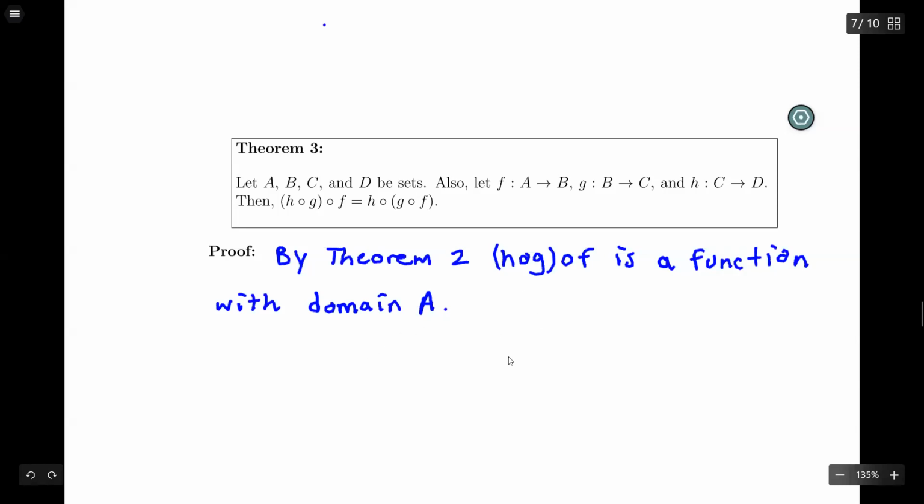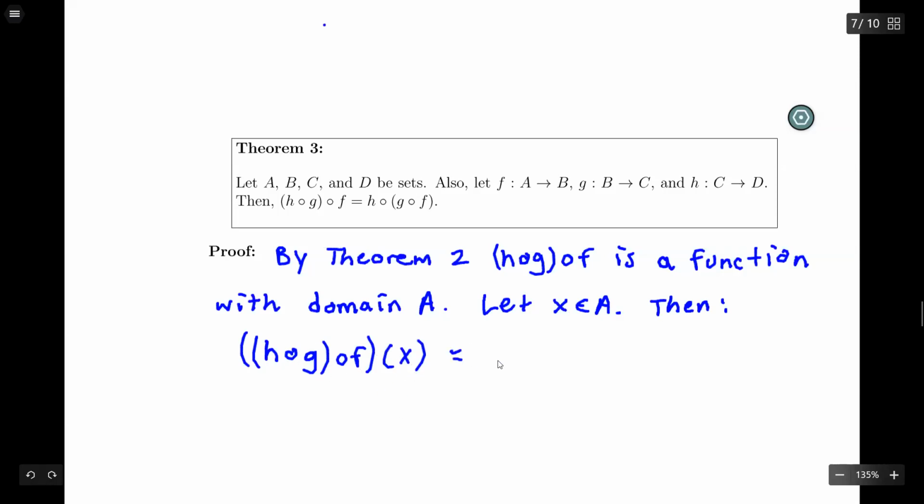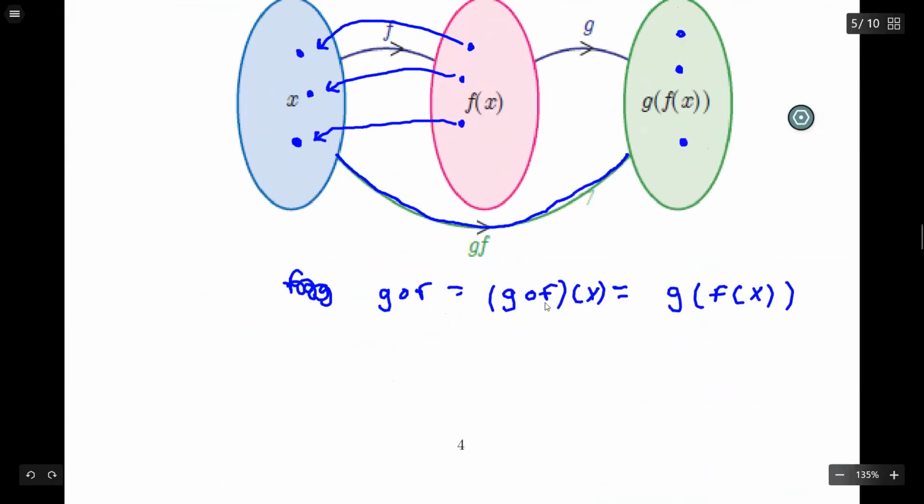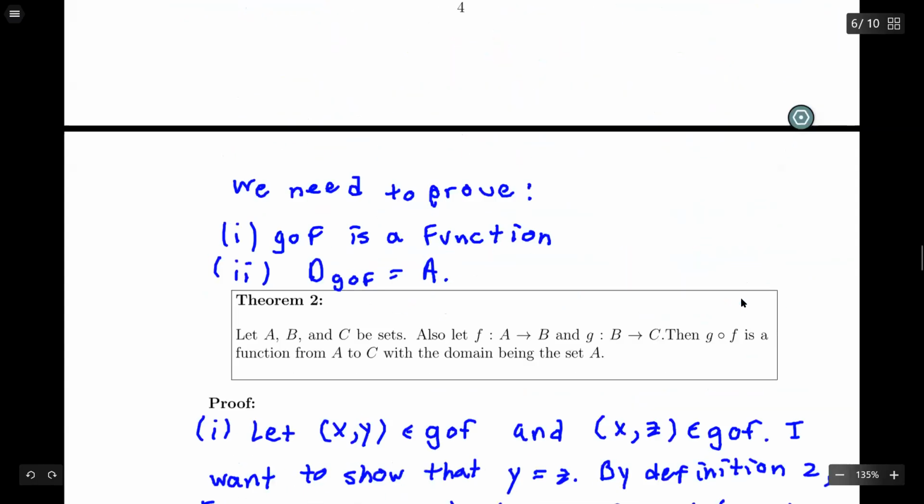So what we could say is let x be in A, then H compose (G compose F) of x. So we're evaluating this function at x. This is equal to H of (G compose F)(x). So remember the alternative notations for the composition of functions. G compose F of x is equal to G of F of x. That's what I'm doing here.